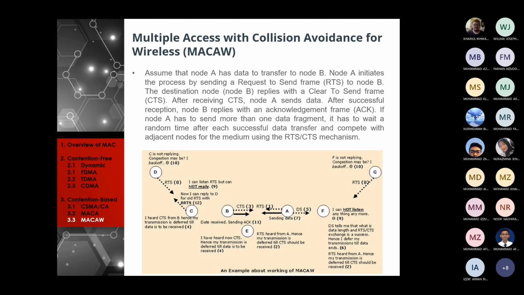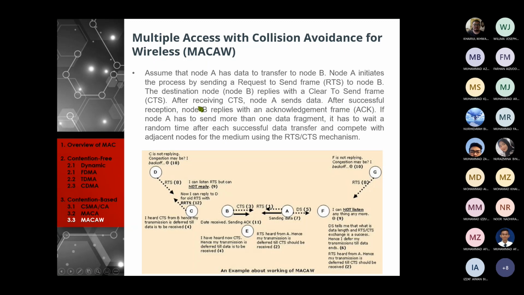Okay, so assume that node A has data to transfer to node B. Nak hantar ke node B. Node A initiates the process by sending a request to send frame, RTS, to node B. The destination node B replies with clear to send. So B akan beritahu boleh send tak boleh send. So senang lah kan, dia tunggu, dia nak hantar kat siapa, dia tunggu kawan tu reply dah boleh send kan. Okay. So node A sends data after it is clear.